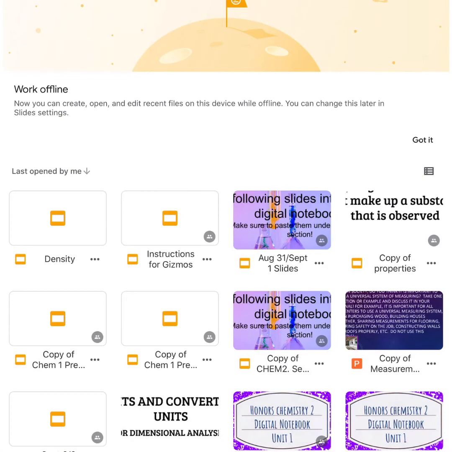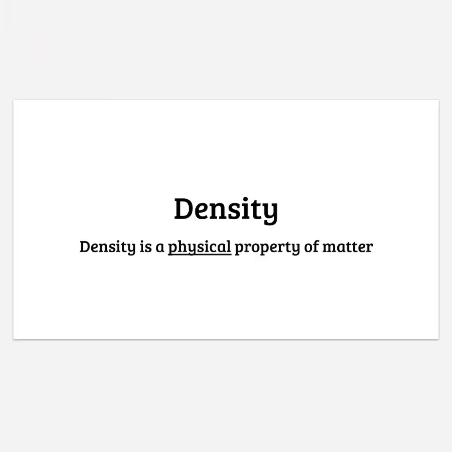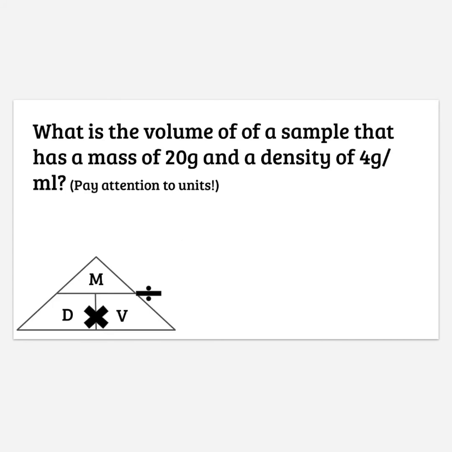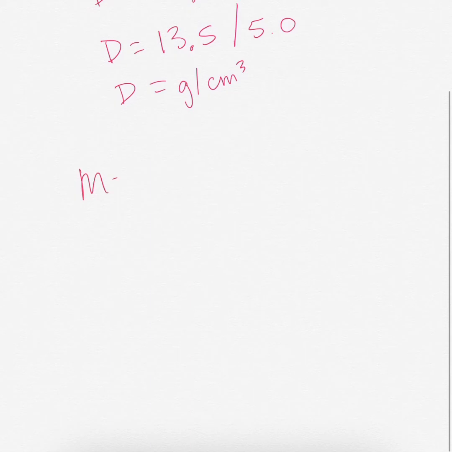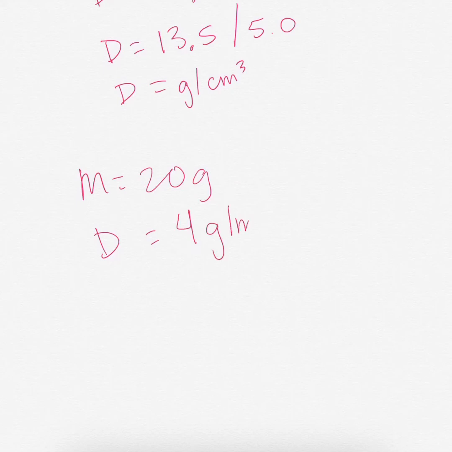Okay, so our next example says, what's the volume of a sample that has a mass of 20, a density of 4? So we have mass of 20 grams, density of 4, I think it was grams per milliliter. What is the volume?